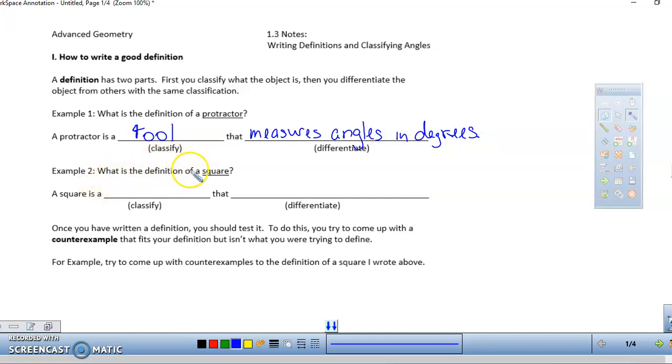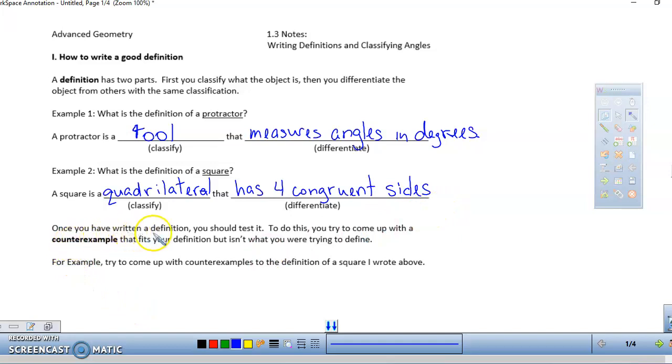Another example would be, well, what is the definition of a square? So it's classified as a special type of polygon. And so it's a quadrilateral. It has four sides. But it is a special type of quadrilateral in that it has four congruent sides. And we'll talk about if that's enough information here in a second.